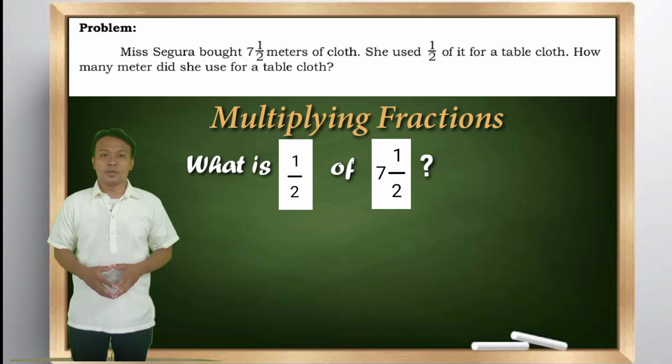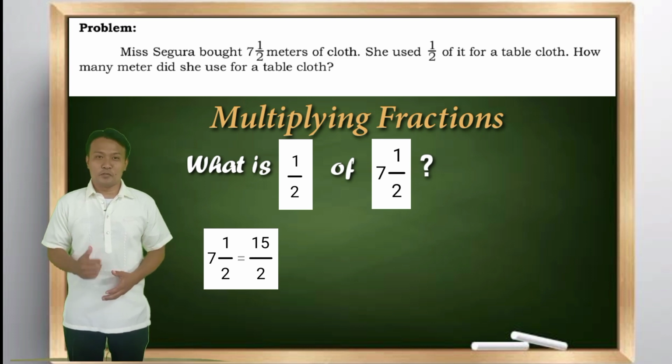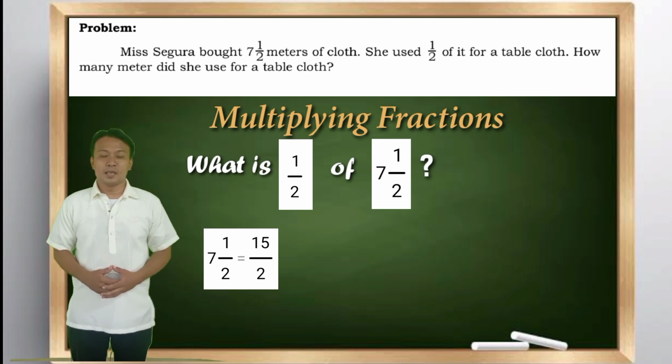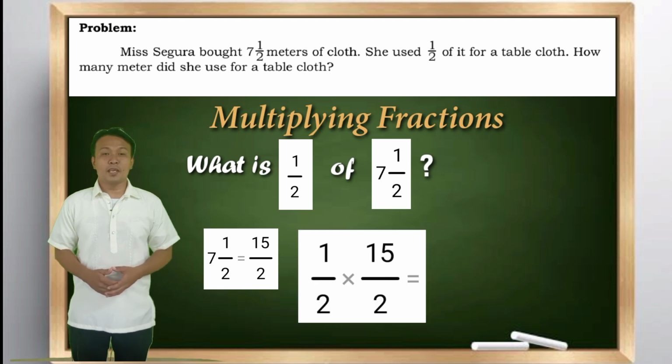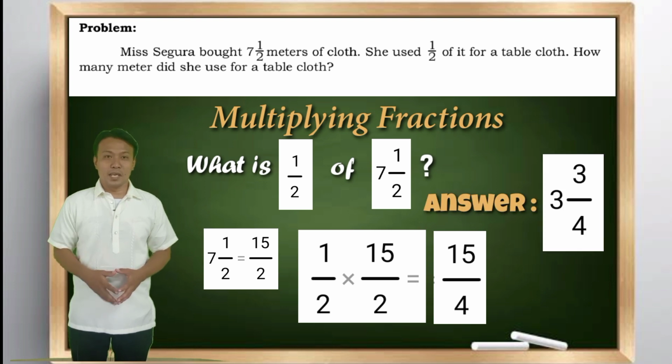Change 7 1/2 to improper fraction. It will become 15/2. 1/2 times 15/2. Multiply both numerators and denominators. The answer is 15/4. Change 15/4 to mixed fraction, so the final answer is 3 3/4.